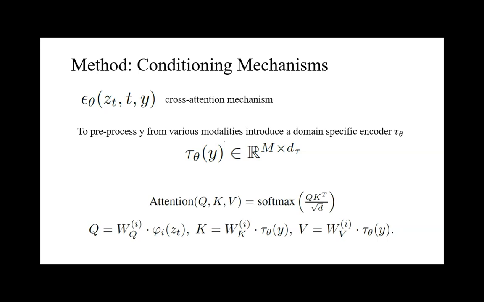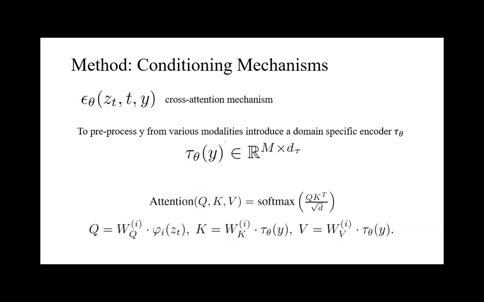So what the authors do to perform all these tasks is that they preprocess the conditional information with a domain-specific encoder, which is this one. For text, they use BERT transformers. For image conditioning, they use a convolution approach. Basically what this is going to do is encode my condition. So I have a condition that I want to be present in my generation.